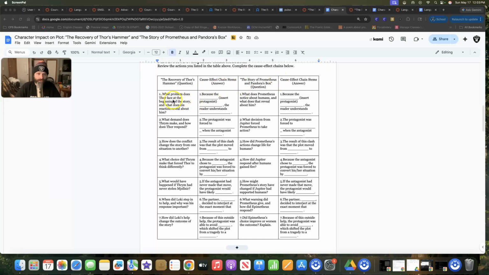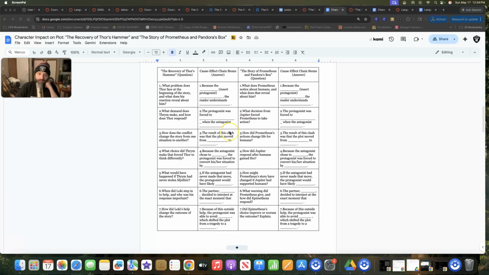So you'll see, like, what problem does Thor face at the beginning of the story? Hint, hint, you need the story open. And what does his reaction reveal about him? So because Thor, blank, and what does he do at the beginning of the story, the reader understands what about him. Okay? What does Prometheus notice about humans, and what does that reveal about him? Because Prometheus, blank, the reader understands blank. So it just depends on whether or not you want to keep those blanks or not.